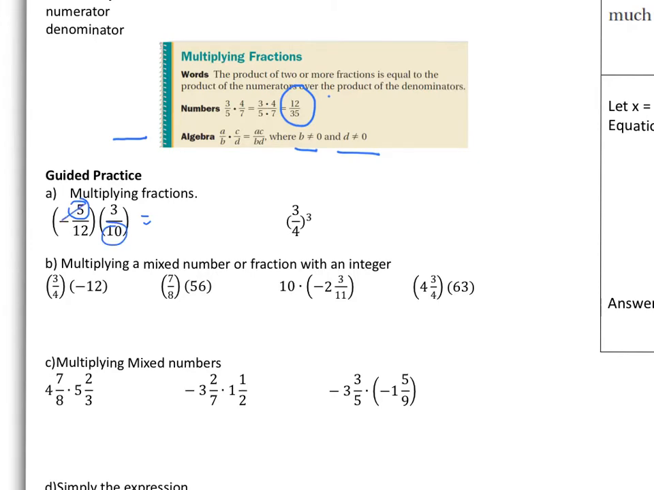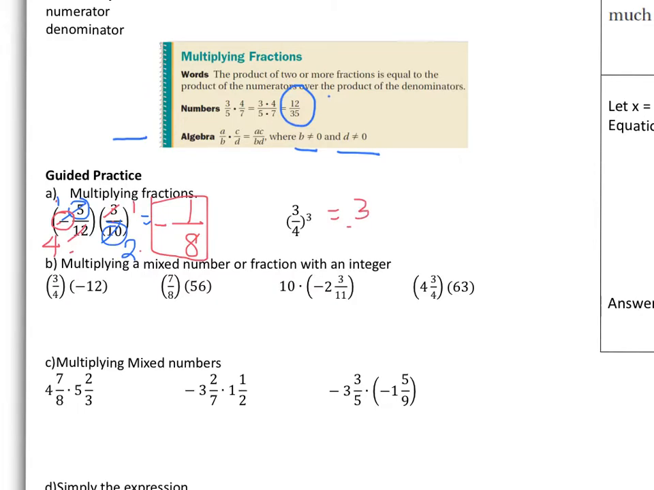So 5 divided by 5 is 1. 10 divided by 5 is 2. And here I can simplify 3 and 12. 3 divided by 3 is 1, and 12 divided by 3 is 4. Okay, so 1 times 1 is 1, and 4 times 2 is 8. And we can't forget the negative sign here: negative, positive, negative. Okay? And here is just multiplying 3/4 three times.